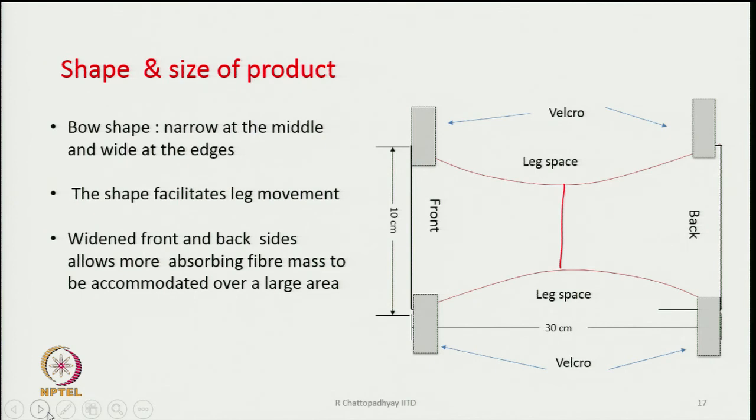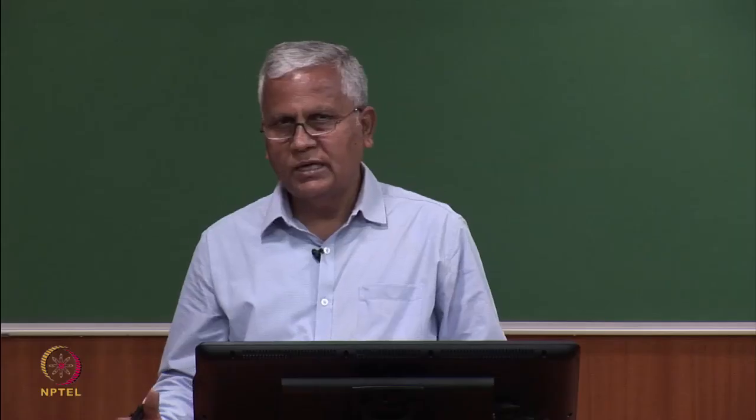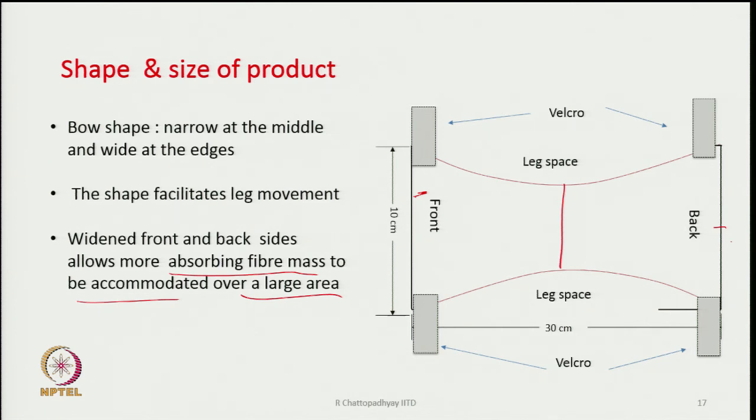With the widened front and back, this side and this side that you see here, more absorbing fiber mass can be accommodated over a larger area. Ultimately, if this is the space available as shown in the diagram for the absorbing medium, and it is wider on the front side and back side, then a larger surface area is there. So, more fibers can be accommodated. More fibers mean the overall absorbing capacity of the structure is going to be more. So, more the fibers, more will be the capacity. Therefore, this kind of shape is actually chosen.